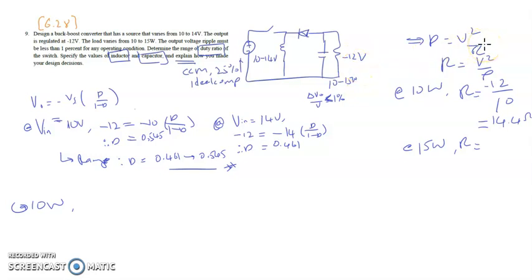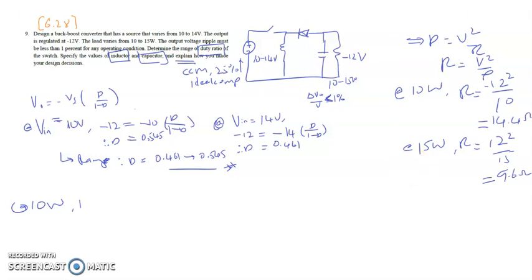So we use the normal power equation, P equals V squared over R. For R, we get V output voltage squared divided by P. So for 10 watts, 12 squared divided by 10, we get 14.4 ohm. For 15 watts, it is 12 squared divided by 15. So 14.4 ohm and 9.6 ohm.